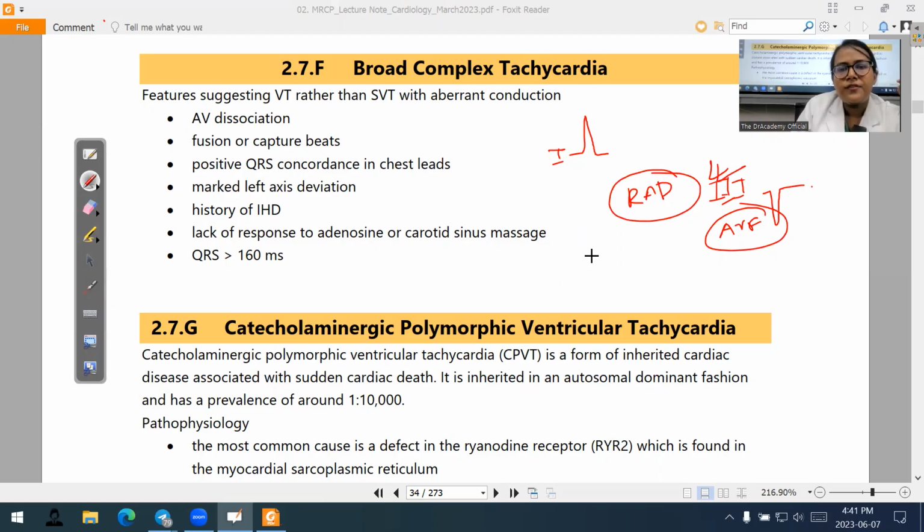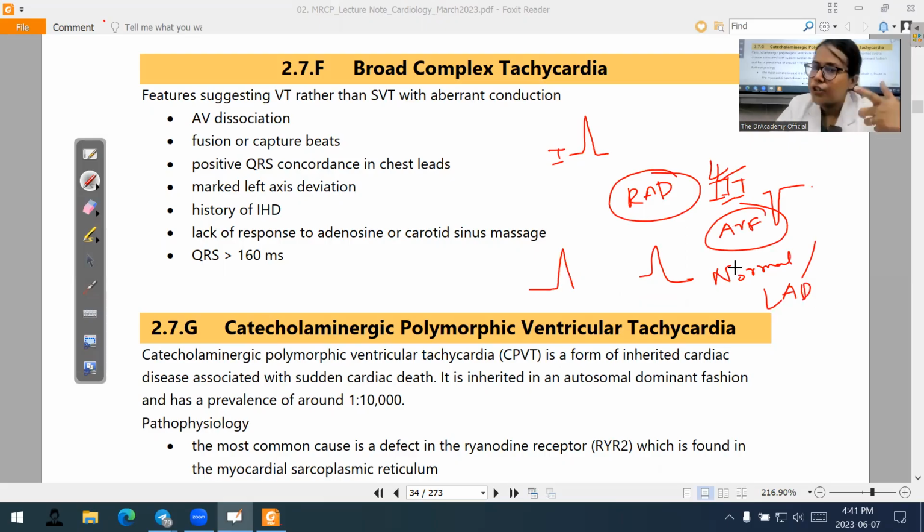And for left axis deviation, the leads go in the same direction, okay? If they are going in the same direction, it can mean either normal or left axis deviation. How can you differentiate normal from left axis deviation? That's actually for a cardiologist to know, okay? So for the time being, just focus on these. If it is going in the opposite direction, most likely this is right axis deviation.